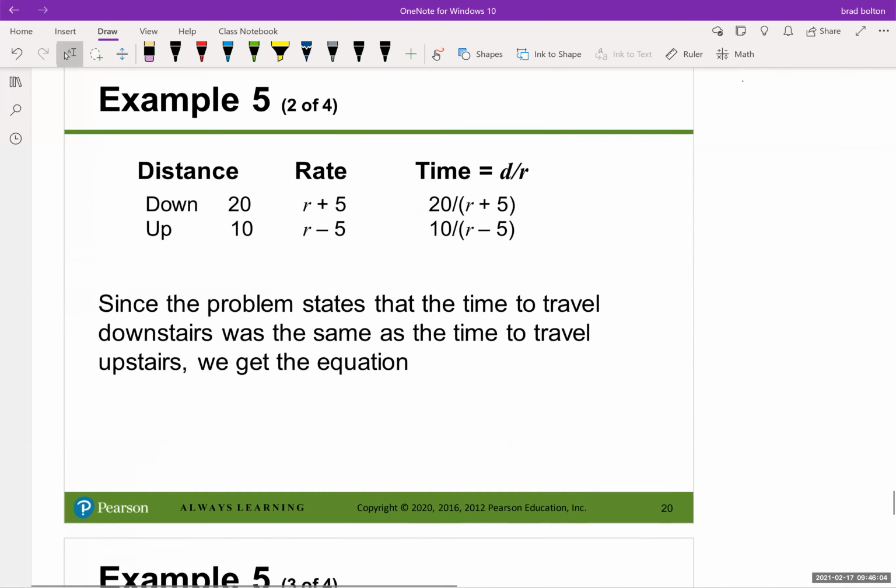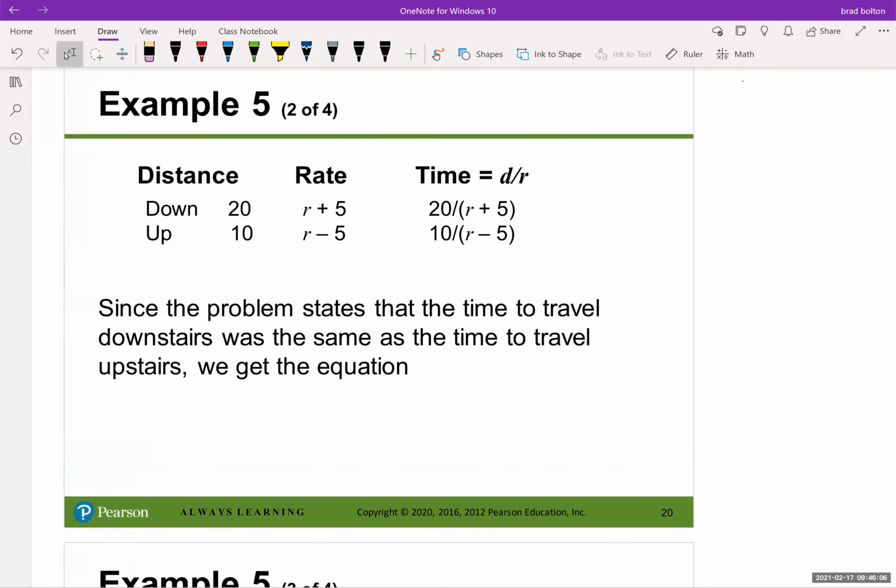Okay. So here's a nice little way they set it up. So downstream, they have it set up as 20 miles with a rate of R plus 5, because if you're going downstream, the current is working with you. So time would equal distance over rate. Here we have upstream 10 miles, a rate of R minus 5, because whatever the rate of our boat is, minus 5 miles an hour. And then if we divided those two, we would get 10 over R minus 5.